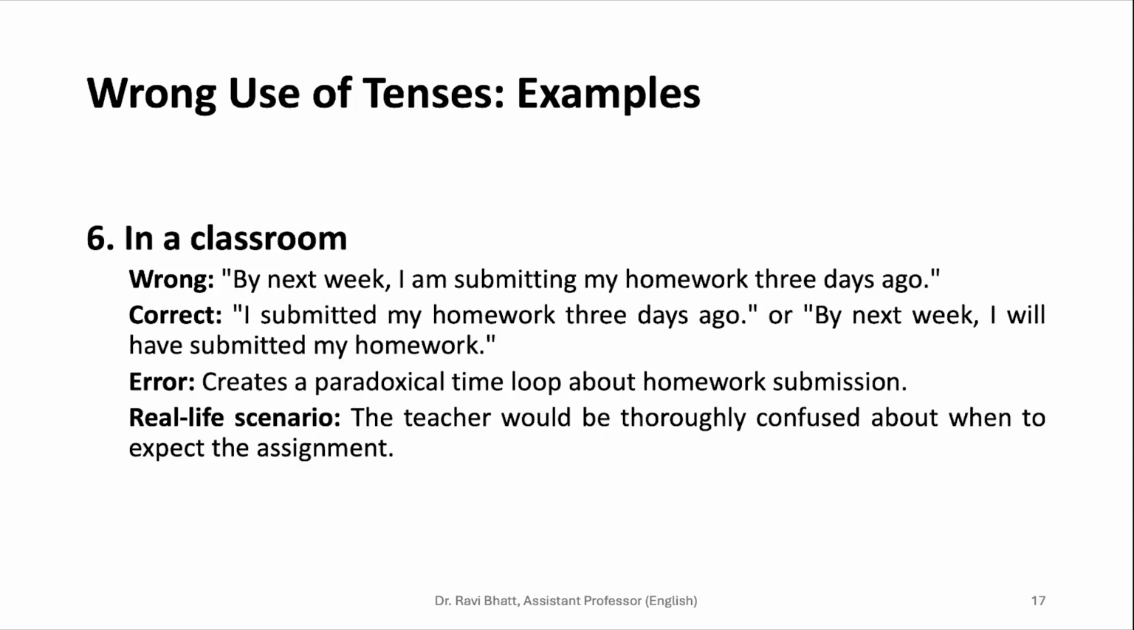And the final one, say you're in a classroom. Here you're saying, by next week I am submitting my homework 3 days ago. Now that's again a blunder. What you've done is create a paradoxical time loop about homework submission. It doesn't work like this. The teacher would be thoroughly confused about when to expect the assignment. So the correct one would be, I submitted my homework 3 days ago, or an independent sentence that says, by next week I will have submitted my homework. That's what gives clarity in meaning.